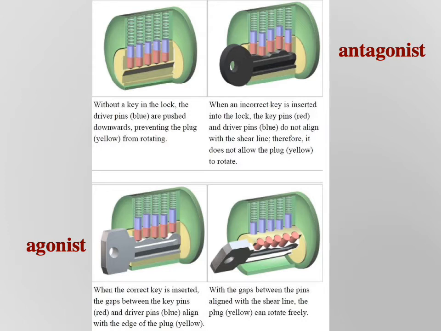But on the bottom, there's a key that when it goes in, all the little bumps on the key exactly fit the configuration of the tumblers so that they line up correctly, and then the lock opens. So the top is like an antagonist: it doesn't open the lock, even though the key fits in. The bottom is an agonist. Not only does the key fit in, it actually opens the lock.